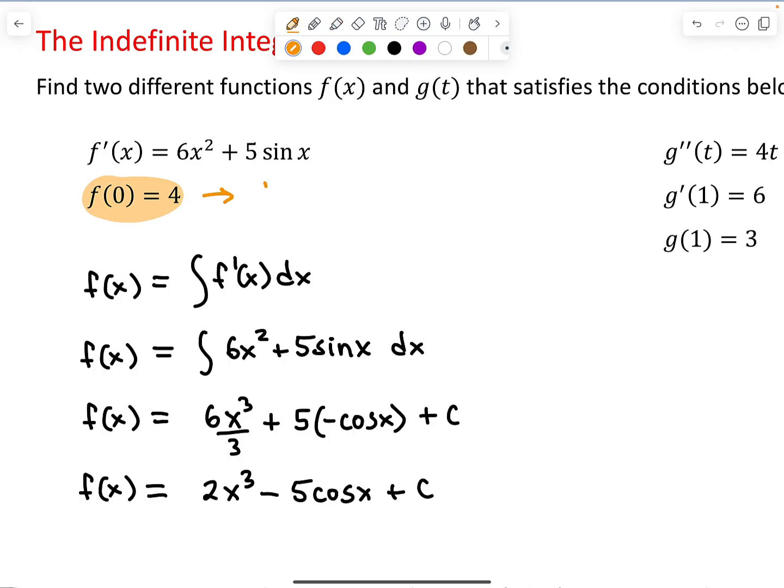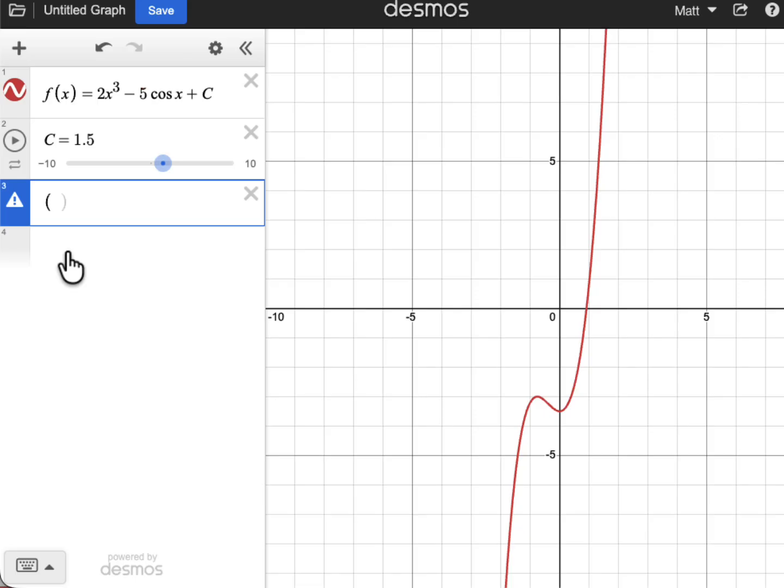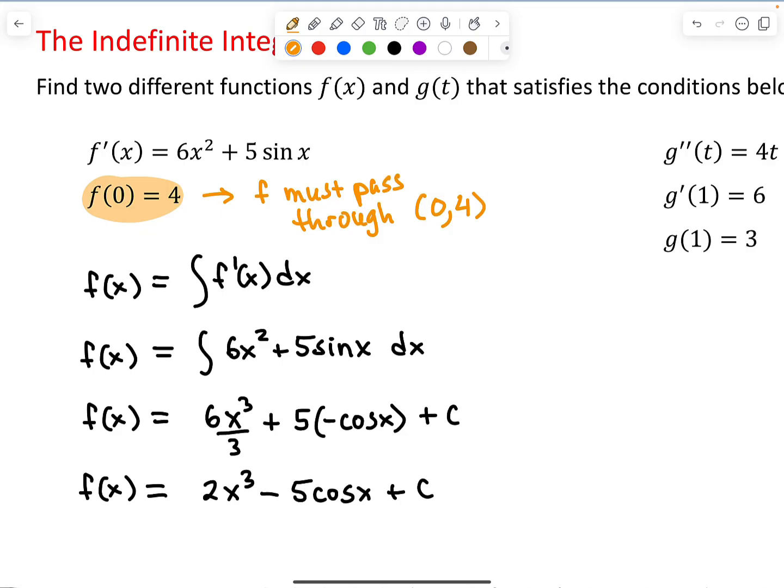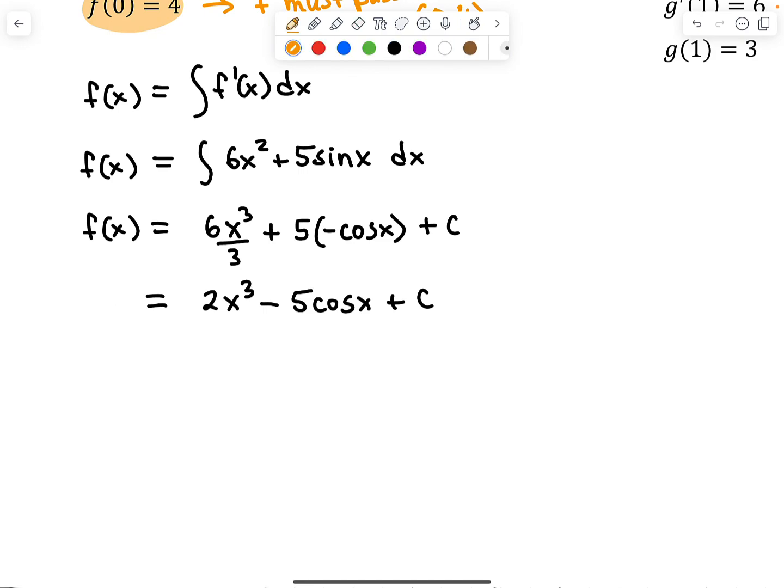This means that f must pass through the point when x is 0, we want the output to be 4. So in Desmos, I'll type in 0, 4. And now we got to adjust c so that our function will pass through that desired point. It appears that c must be 9 using the technology. Let me show you how you do that by hand. Keep in mind that f of x just stands for the y-coordinate, so we know we want the y-coordinate to be 4 at the same time that the x-coordinates are 0. So the output is 4, we get 2 times 0 cubed, that'll be 0, minus 5 times cosine of 0, and then plus c.